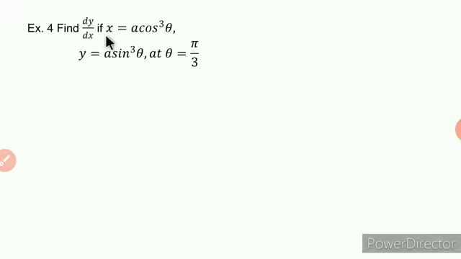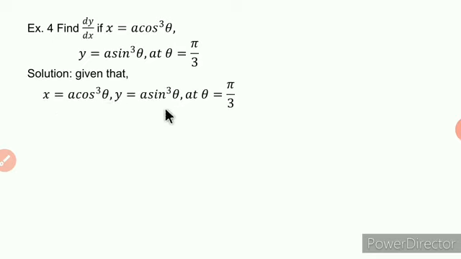Now see the next example. Example 4. Find dy by dx if x is equal to a cos cube theta, y is equal to a sin cube theta at theta is equal to pi upon 3. Means here our aim is to find dy by dx at theta is equal to pi by 3. So solution, given that x is equal to a cos cube theta, y is equal to a sin cube theta.